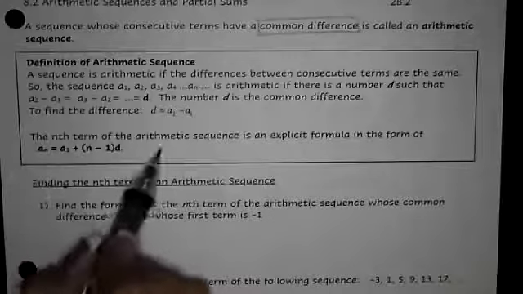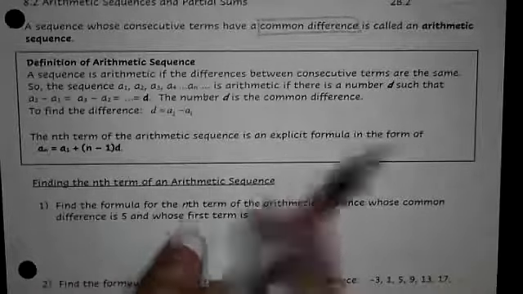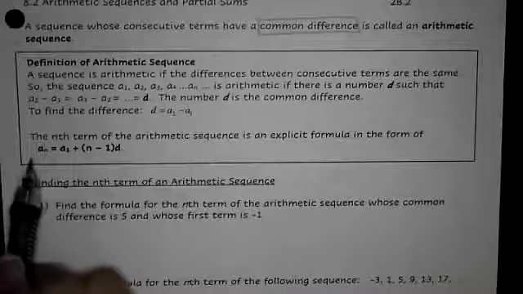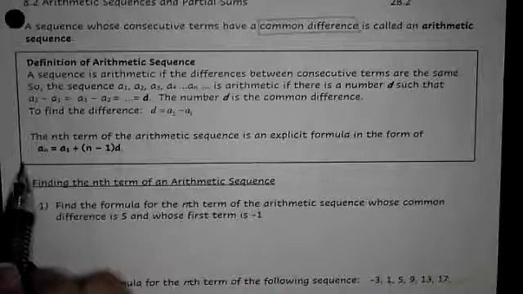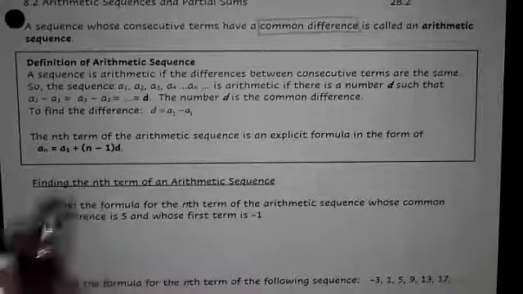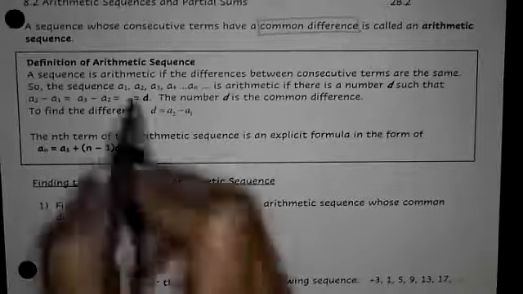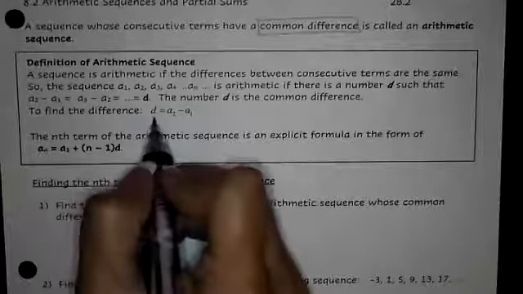The nth term of the arithmetic sequence is an explicit formula in the form of A sub n equals A sub 1 plus n minus 1 times D. Now that looks a little bit scary there, but it's just a linear equation. That's basically what it's telling us. Our first difference being constant is linear. And that D value is the slope that we're looking for.